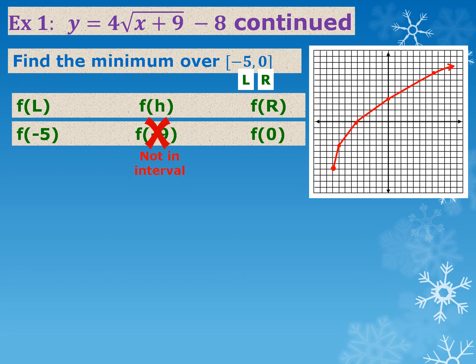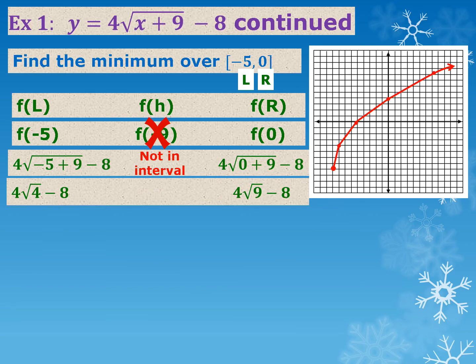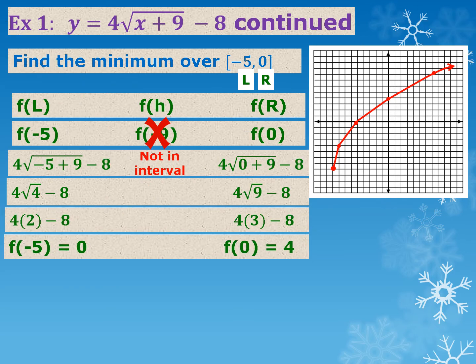So we just have to plug in -5 and 0 and find out what we get. So -5 plus 9 is the square root of 4. Okay, 0 plus 9 is 9. So square root of 4 is 2, square root of 9 is 3. Keep evaluating. So I get that f of -5 equals 0 and f of 0 equals 4. I want the minimum though, so the smallest value is 0. So I would say that f of -5 equals 0 is my minimum.